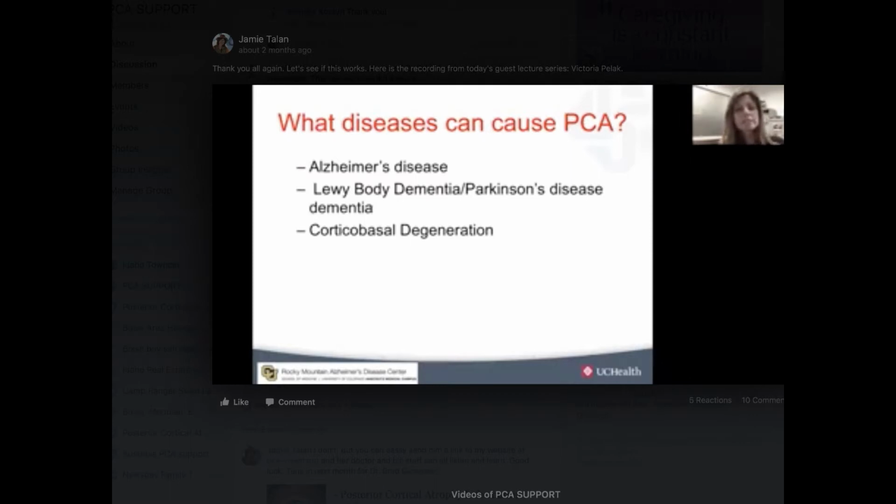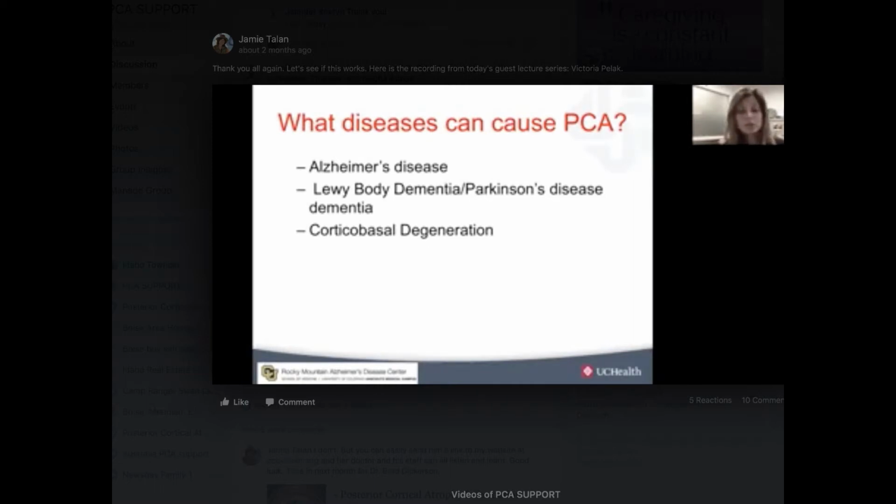So what diseases can cause PCA? That's really the number one question many people ask, is how does this differ from Alzheimer's disease, and what else can cause it? Well, I put here the main diseases that cause PCA, Alzheimer's being by far the majority. Likely up to 80% of people have Alzheimer's disease within the brain causing the PCA symptoms and syndrome. And it can also be combined with another disease called Lewy body dementia, which is most likely the second most likely cause for dementia.